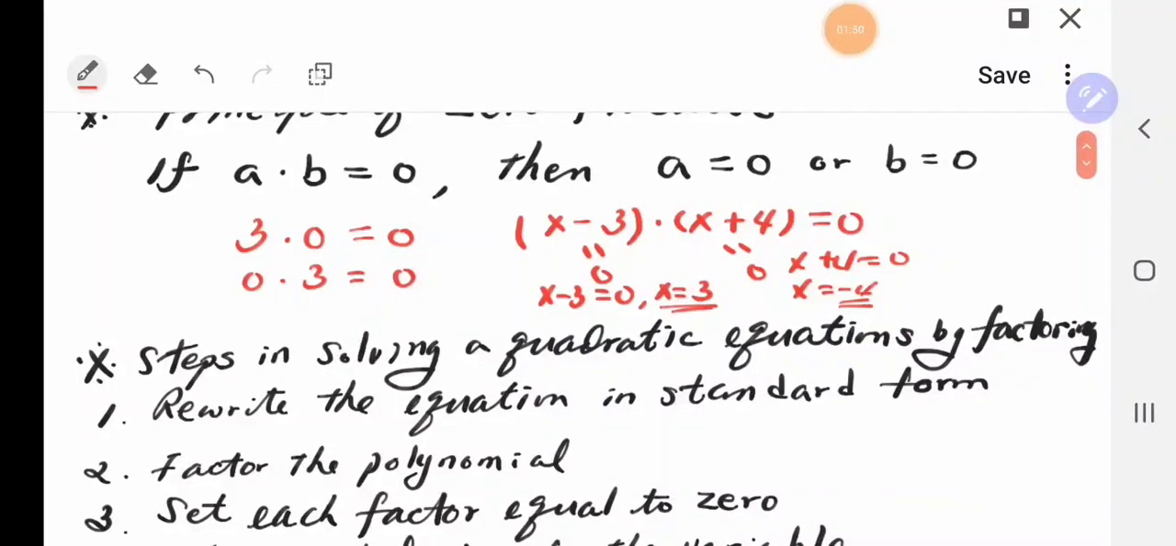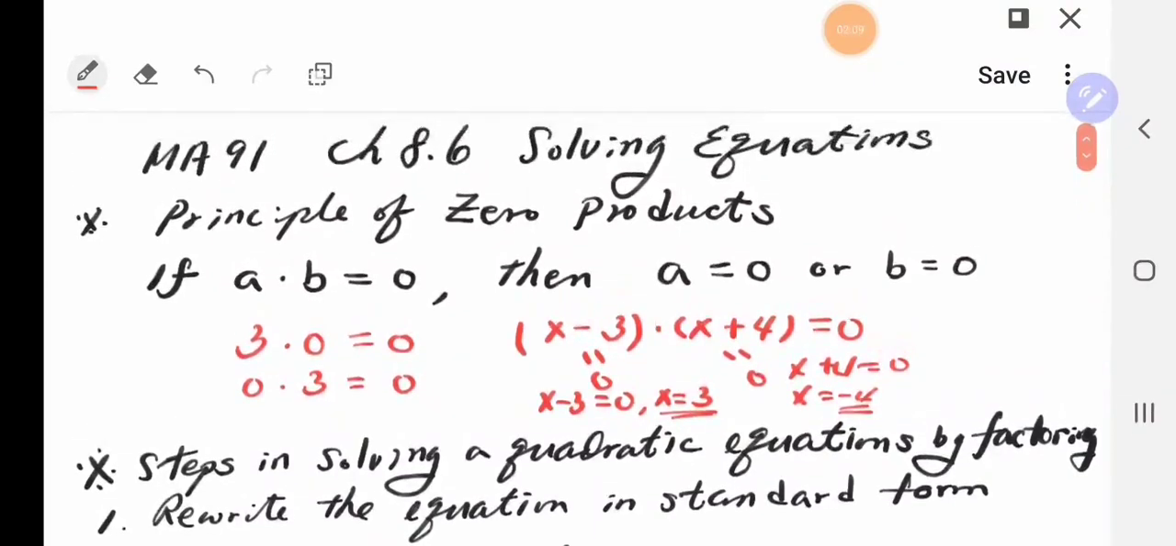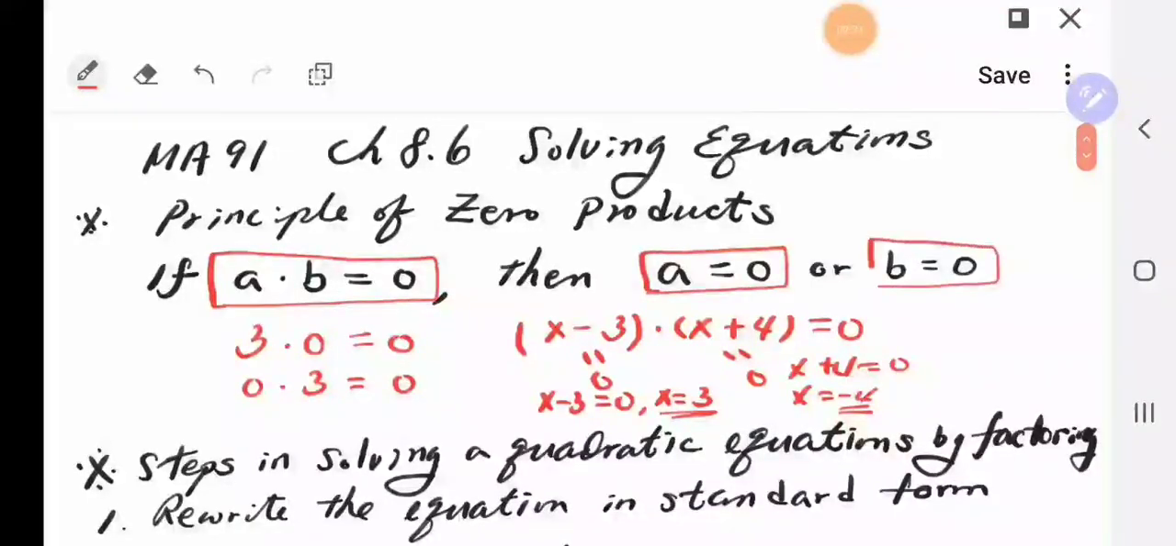So if one side of the equation is a product and the other side is a 0, then we can set each factor equal to 0 so that we can solve for the variable from each factor. Then those will be the solutions of this equation. Make sure, this is a really important concept. If a product is equal to 0, then set each factor equal to 0. A is 0 or B is 0.